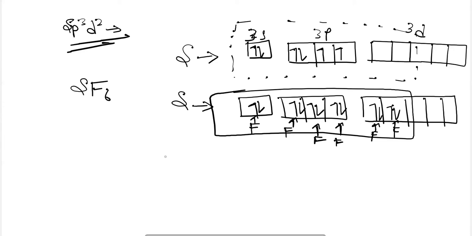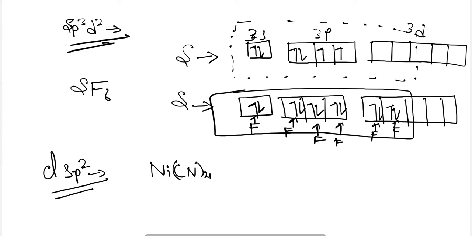Next is one of the special hybridizations, that is dsp2, where the inner d orbital takes part. The inner d orbital takes part in the formation of such compounds. Coordinate compounds or complex compounds form this type of hybridization. For example, the nickel tetracyano ion will form this kind of hybridization.